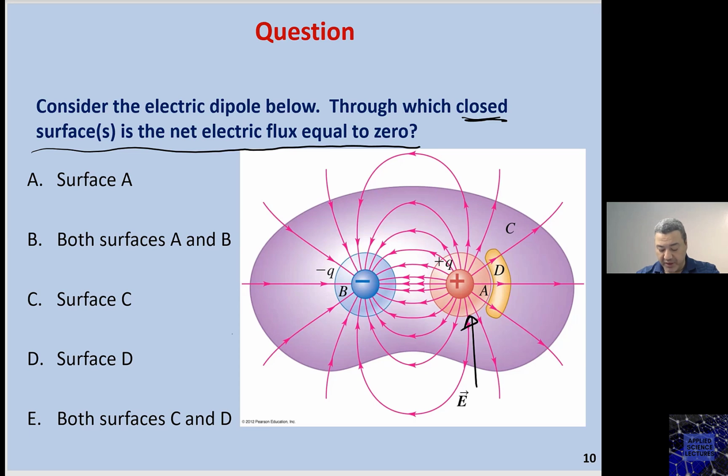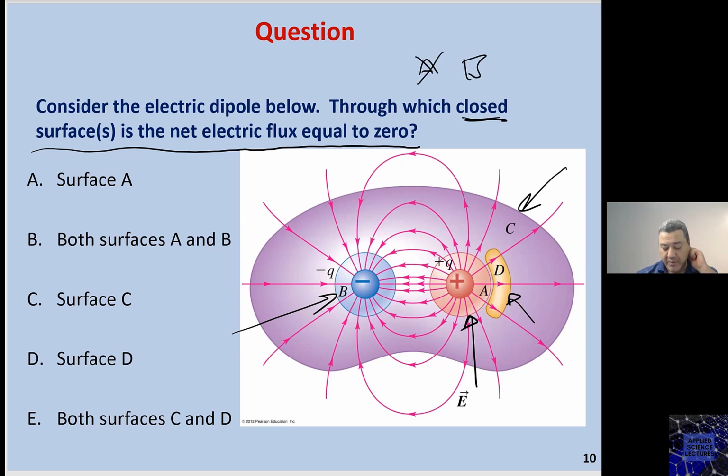We have surface B, which is this one. We have C, which is the largest one. And then we have D. Let's look at them one by one. For surface A, it is a closed surface. It looks like a sphere. It does enclose a positive charge, which means it does have a positive flux. Then, in this case, it's not zero. So I will exclude A. So A is excluded.